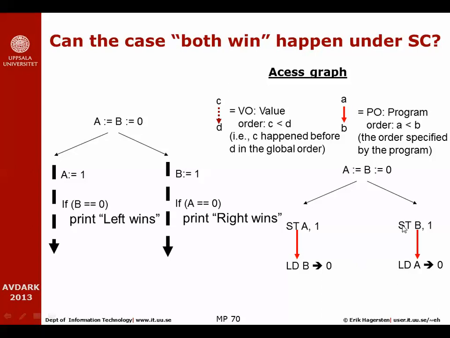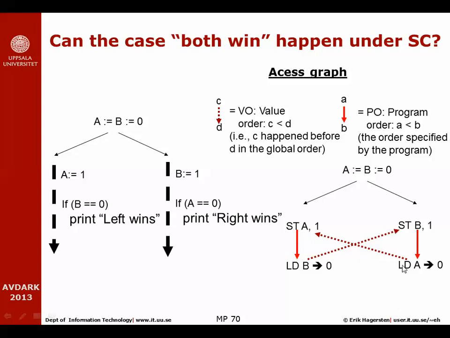On the right hand side, we're going to store B equals 1. After that, we're going to perform a load operation of A that's going to return the value 0. So if you look at the value order here, you're going to say that this load happened before this store. Likewise, we're going to say that this load happened before that store in value order. So what's wrong with this picture? Well, if this had been a sequentially consistent system, this execution could not have happened, because what you see here is a cyclic order.